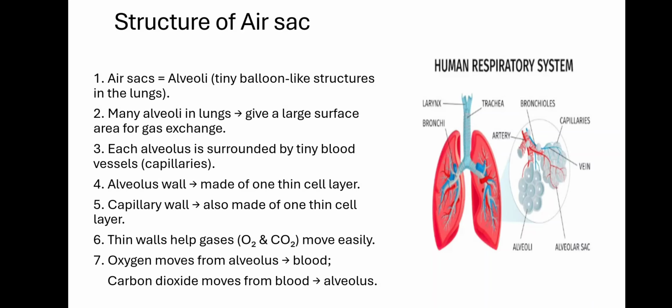So, in the last class we have studied about the structure of the human respiratory system. In this class we are going to study about the structure of the air sac. So, what do you mean by the air sac? Air sac is the other name of the structure named alveoli. These alveoli are the tiny balloon-like structures present in our lungs.